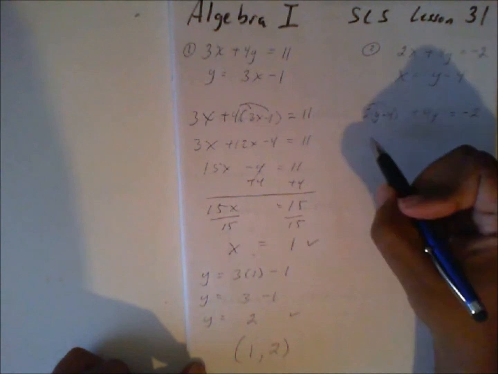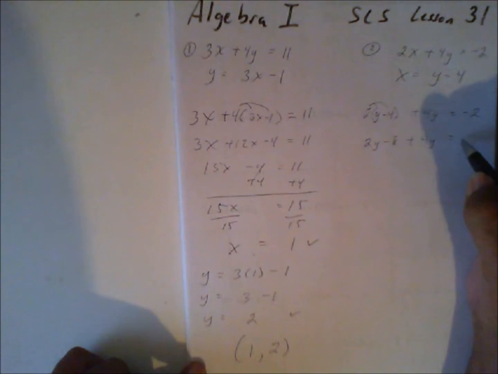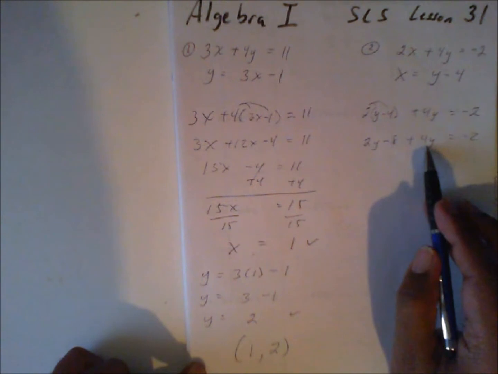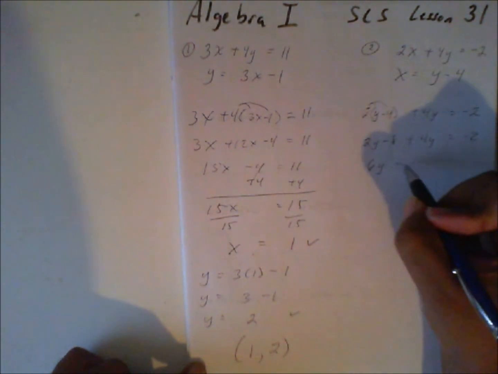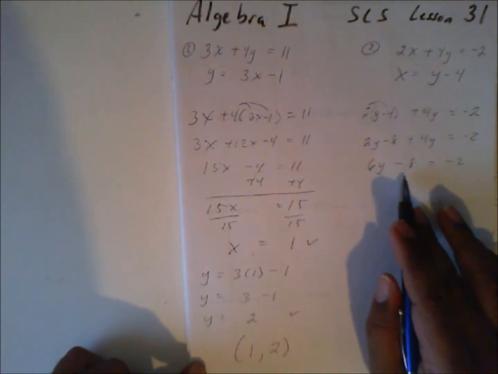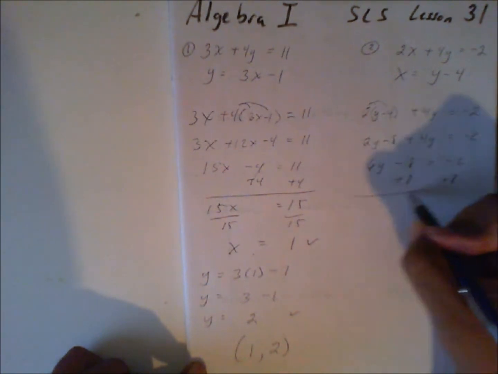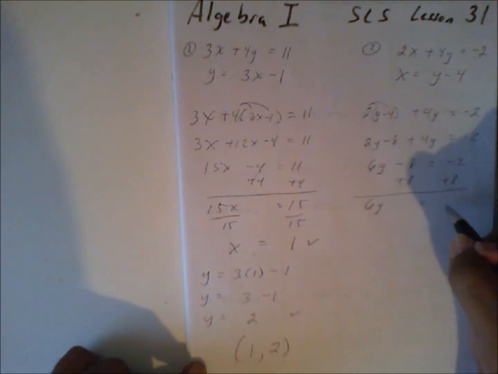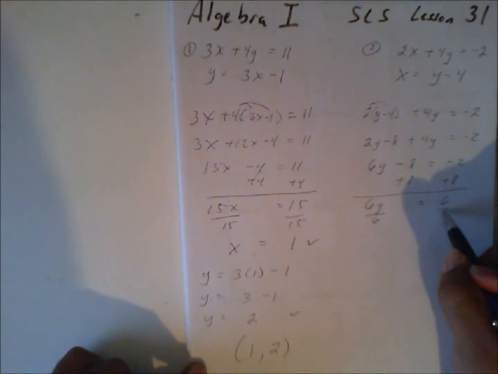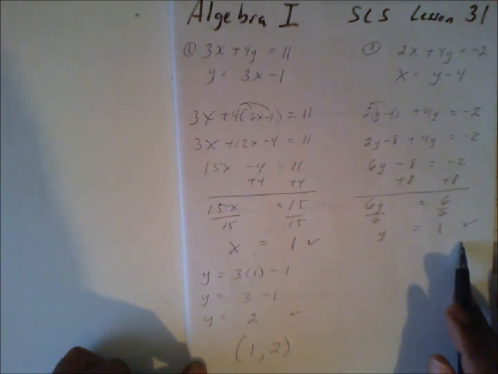Distribute our 2 across the parenthesis. We'll get 2y minus 8 plus the 4y equals negative 2. Now I'm going to collect like terms. The 2y and the 4y will collect to become 6y minus 8 equals negative 2. Now I'm going to add 8 to both sides. This will give me 6y equals 6. Now divide both sides by 6, and this gives me y equals 1. Okay, so that's my y value.